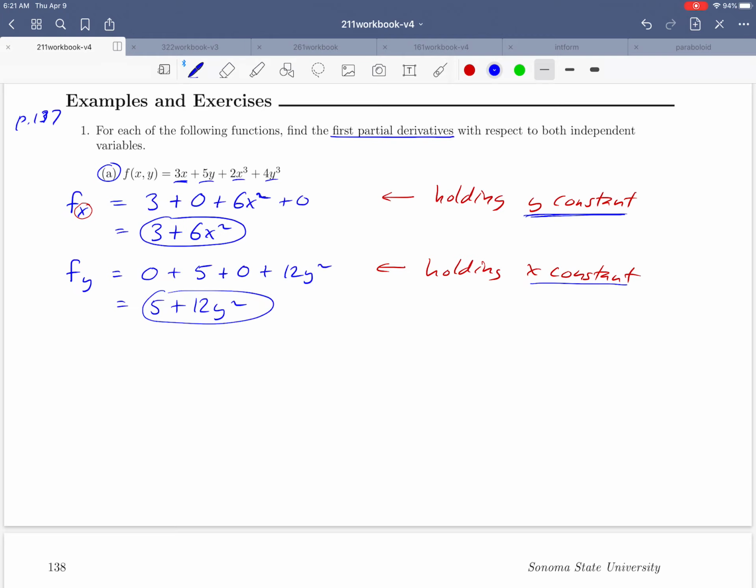Okay. And we're done with part A. And again, the key idea is just remembering which variable we're treating as a variable and which we're treating as a constant. Okay, let's scroll to the next page and do one more example together here.